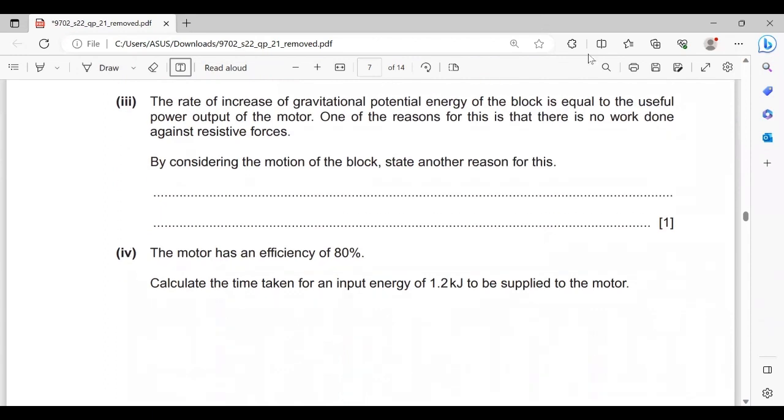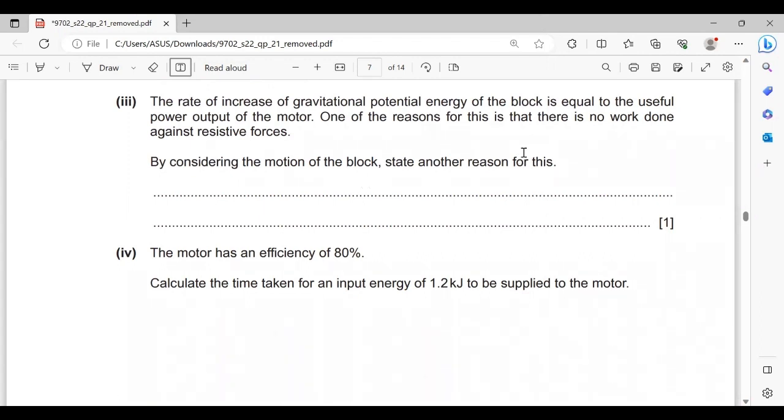The rate of increase of gravitational potential energy of the block is equal to the useful power output of the motor. One of the reasons for this is that there is no work done against resistive forces. By considering the motion of the block, state another reason for this.